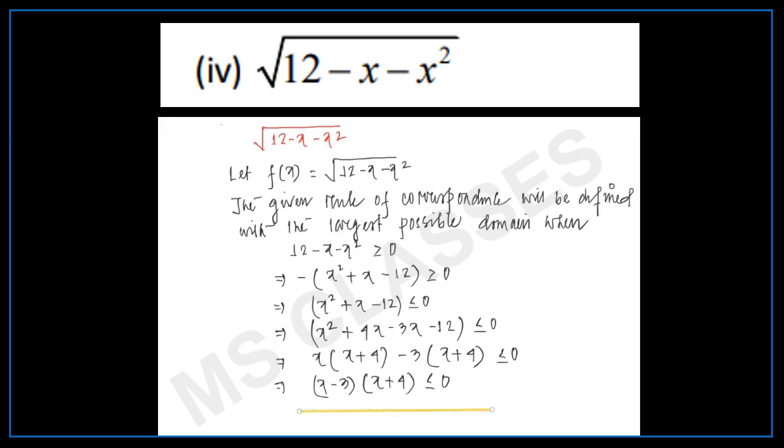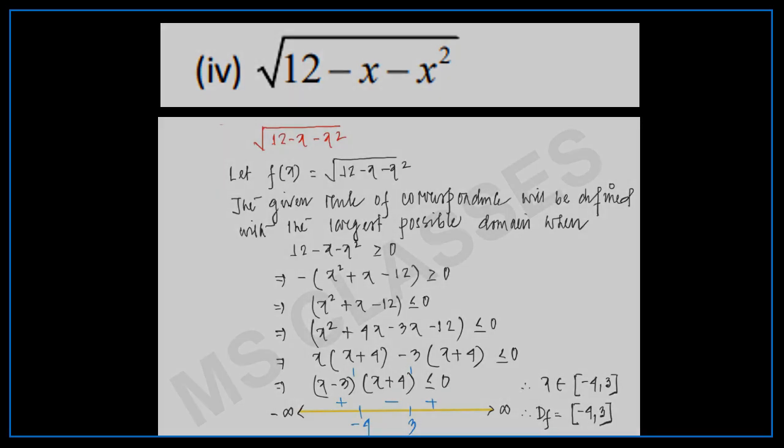Now we take a number line to understand the interval where x lies. So here the critical points are minus 4 comma 3, plus on the right side of the highest critical point; power odd, sign changes; power odd, again sign changes. So here x belongs to minus 4 comma 3. Therefore, the required domain of the function is minus 4 comma 3 closed.